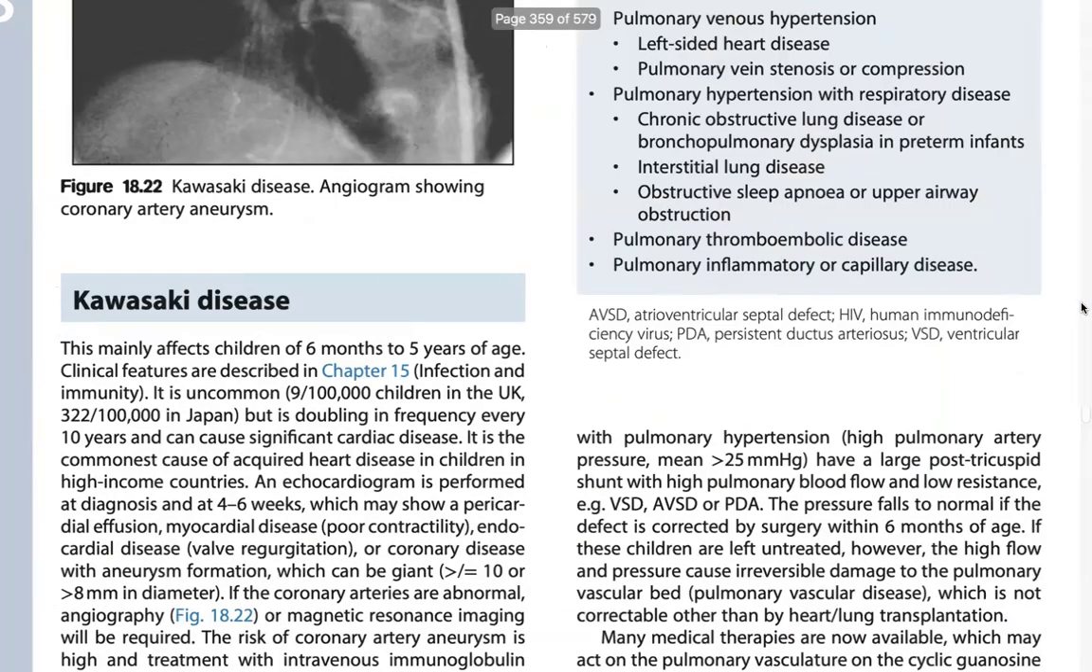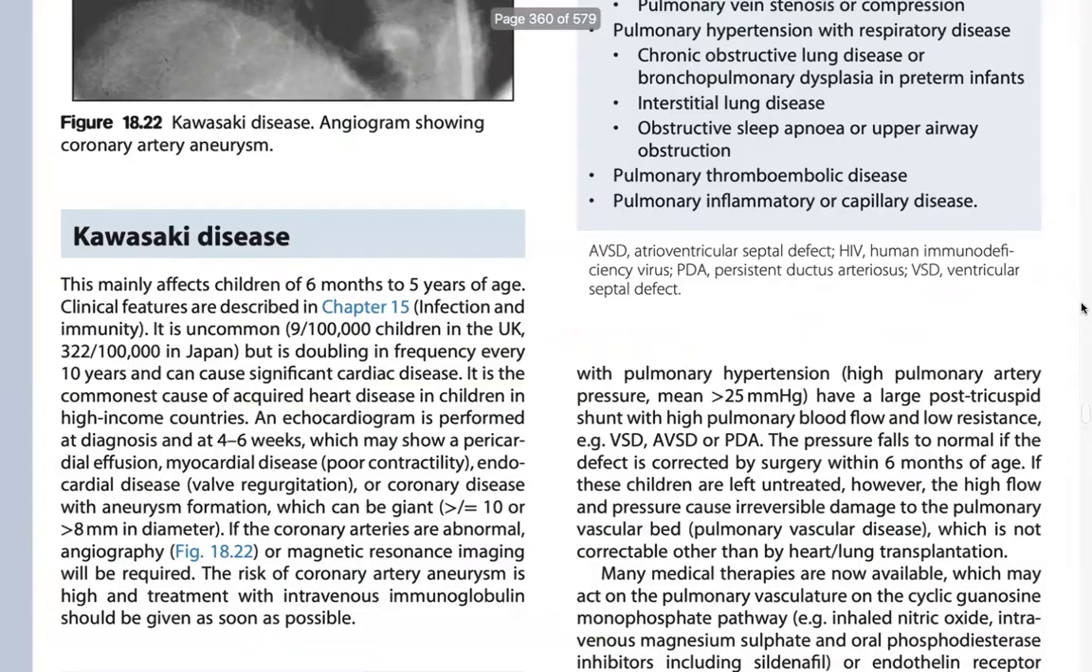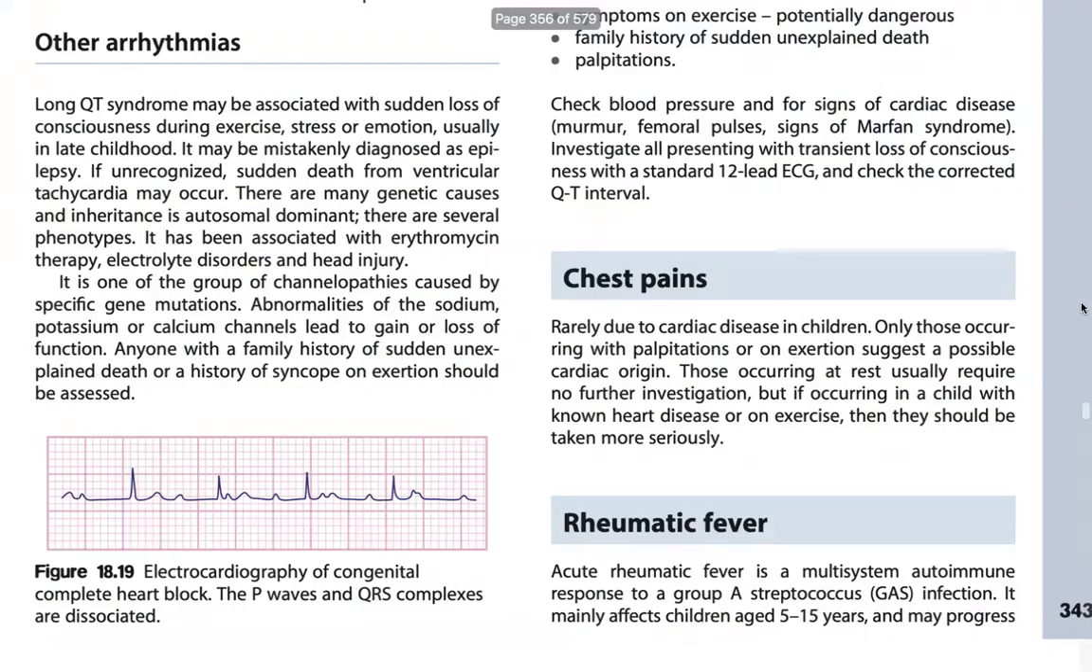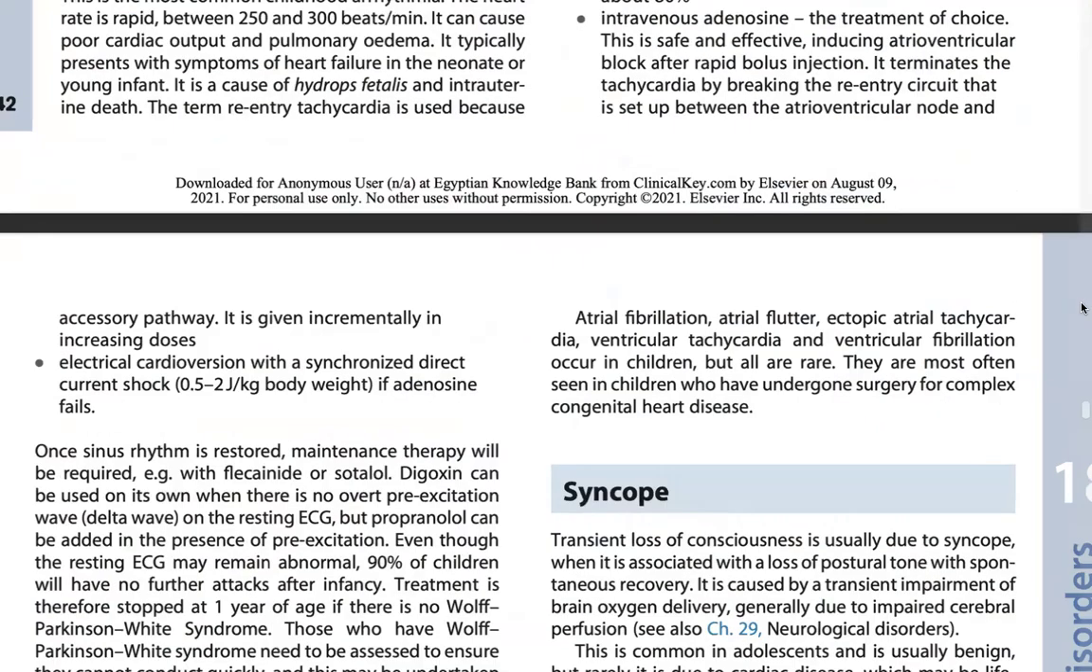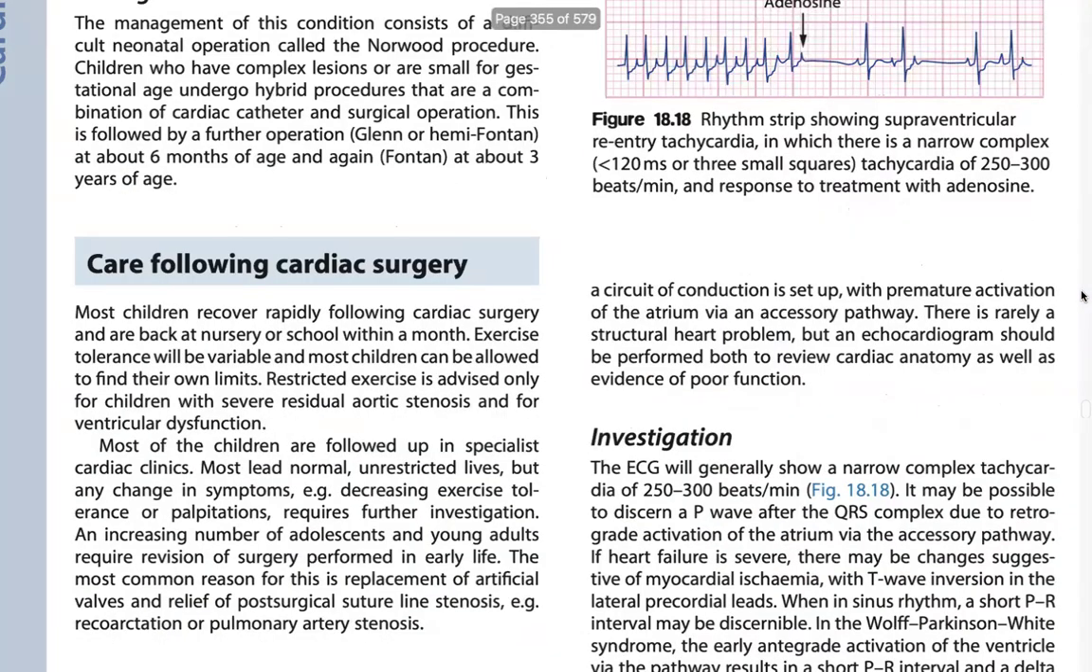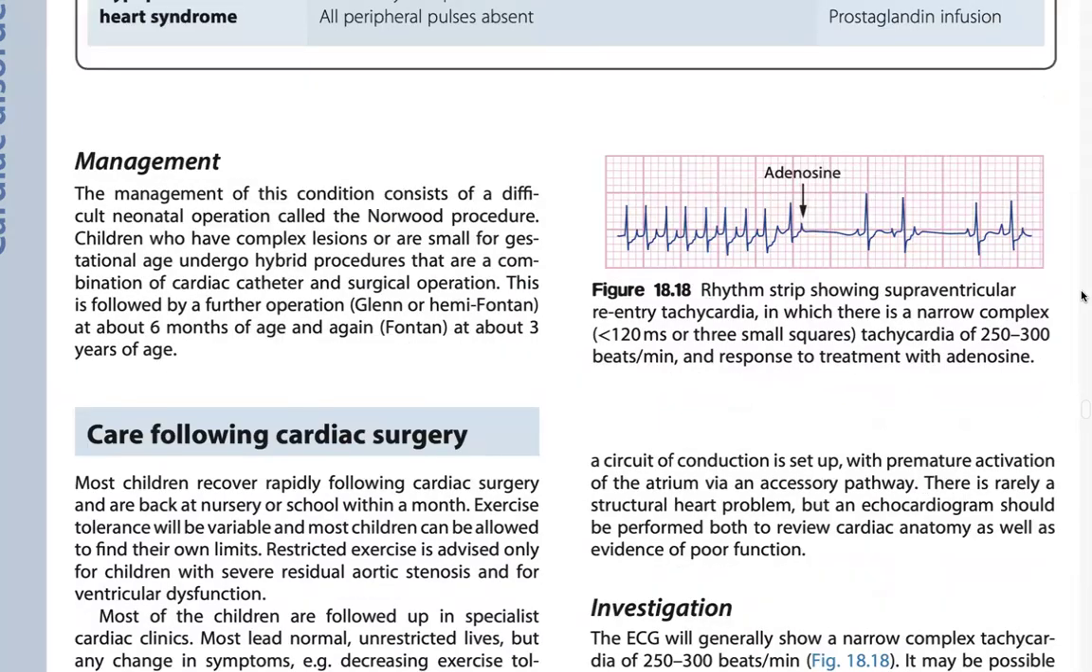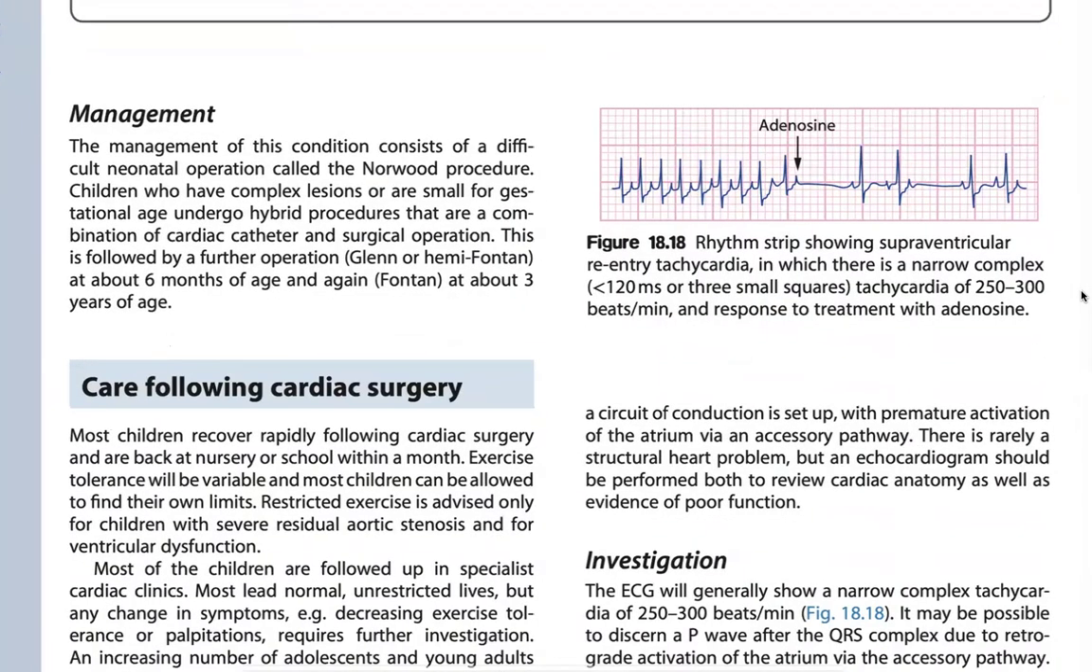So we will be finishing this today. Hopefully, now the management of this condition consists of a difficult major option triangle.